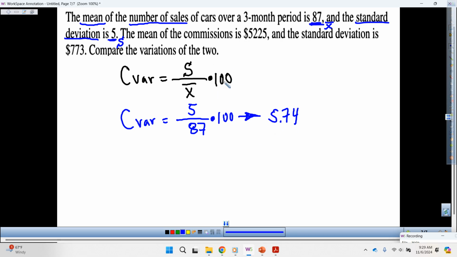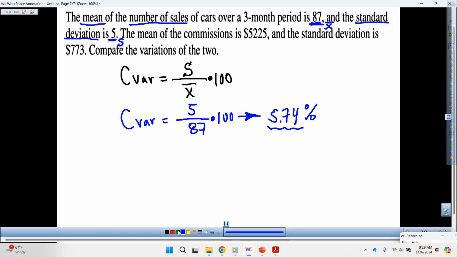Since we multiply times 100, what does that make that number? Tell your neighbor. When we multiply times 100, what does that make that number? Think about it. It makes it a what? A percent. Percent. We did that with the pi. Is that correct? We multiplied times 100. It made it into a percent.